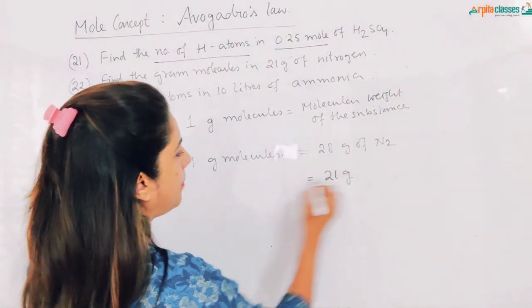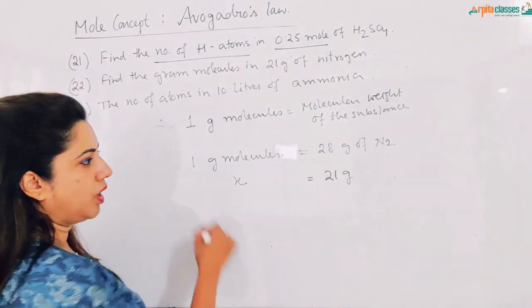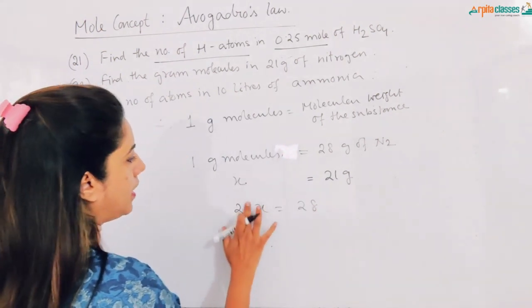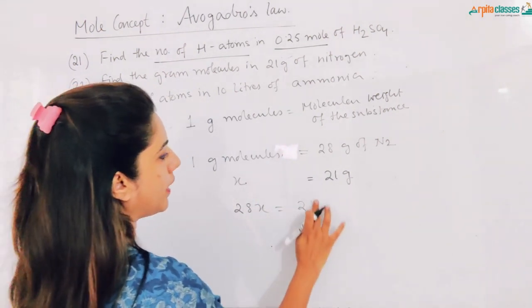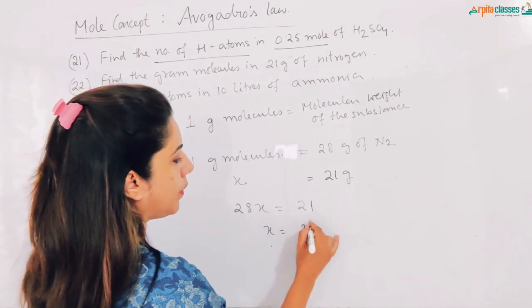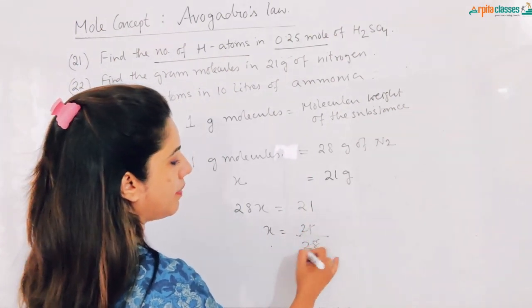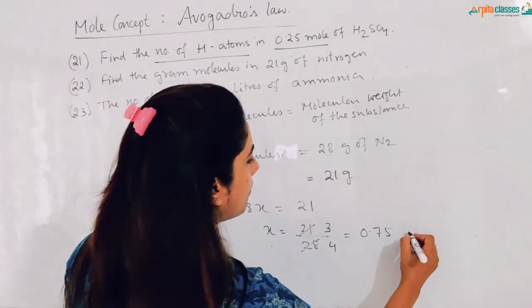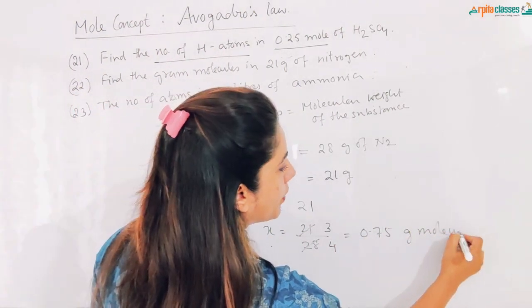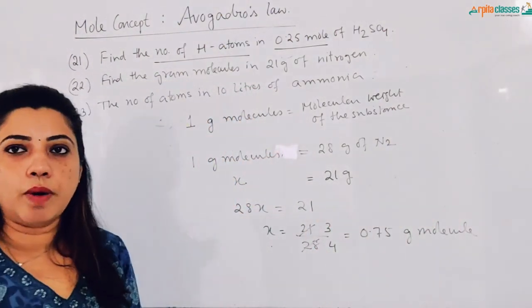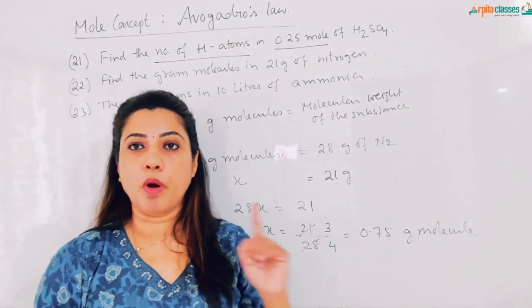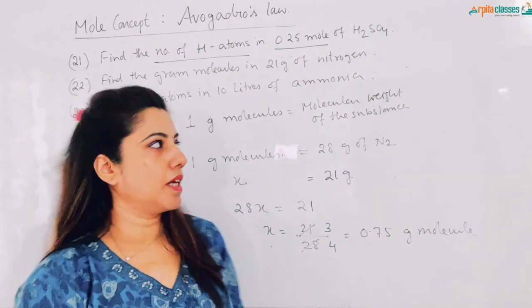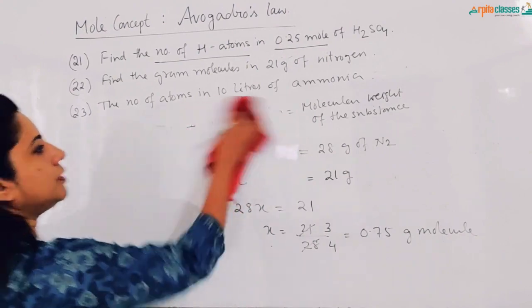Therefore 21 gram is equal to how many gram molecules? Cross multiply, 28x is equal to 21, therefore x is equal to 21 upon 28. 7 3s are 21, 7 4s are 28, 3 by 4, that is 0.75 gram molecule. Okay, so here we have learned one new thing, that 1 gram molecule is equal to the molecular weight of the substance and 1 gram atom is equal to the atomic weight of the substance. Let us go for the next question.